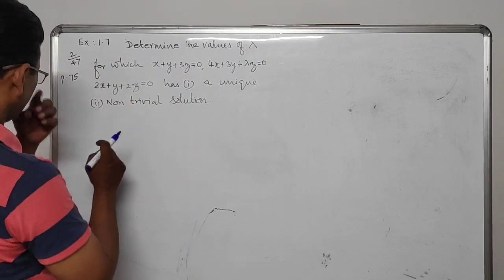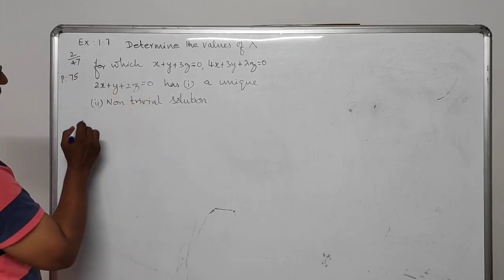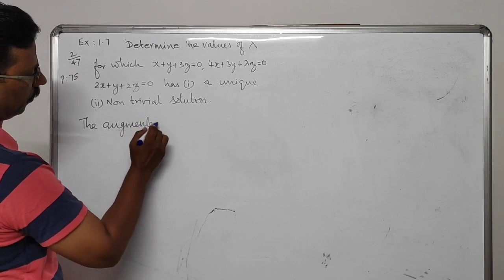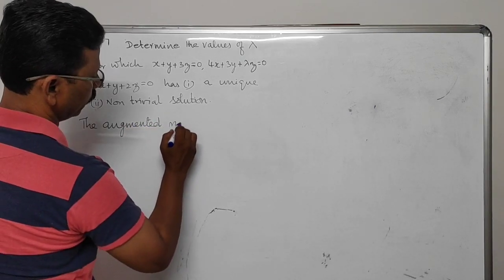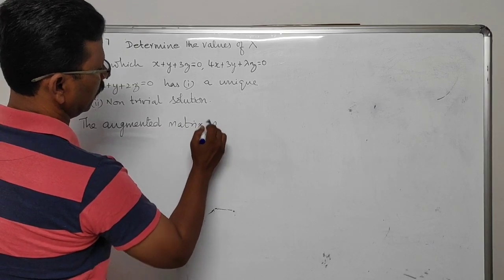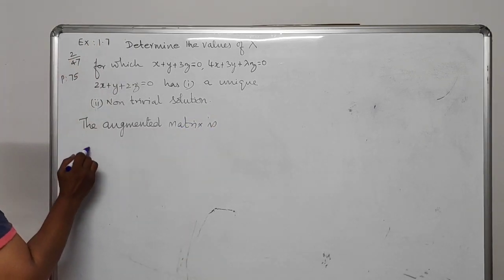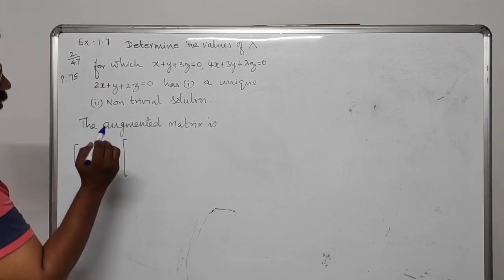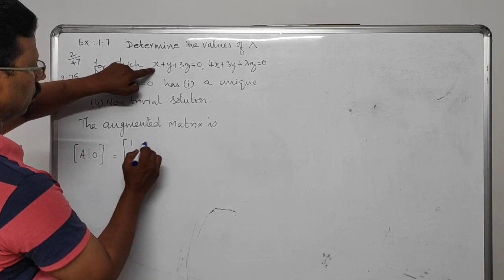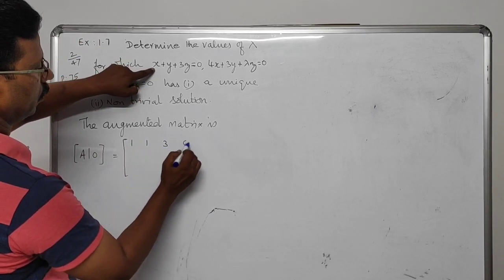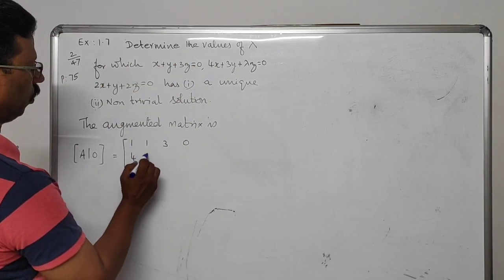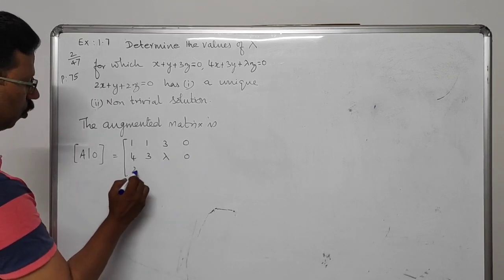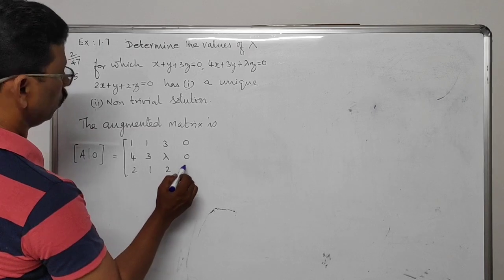non-homogeneous equations. Therefore, first let us find this augmented matrix. The augmented matrix, you can write A0 is the augmented matrix. Here you can write the first equation's coefficients. See here: 1, 1, 3, 0. Second one: 4, 3, lambda, 0. Third one: 2, 1, 2, 0.